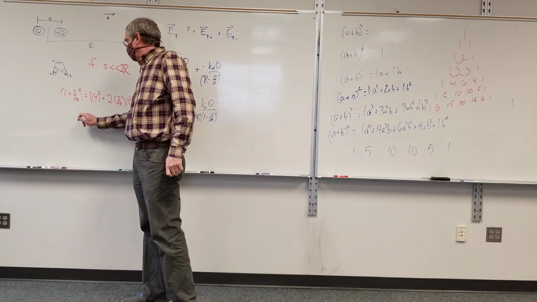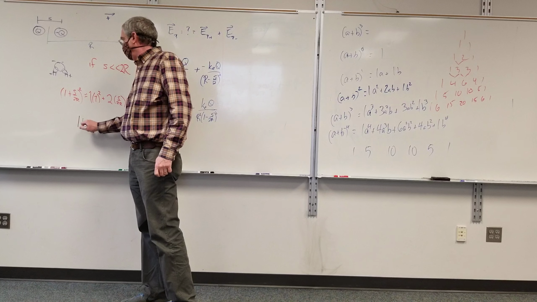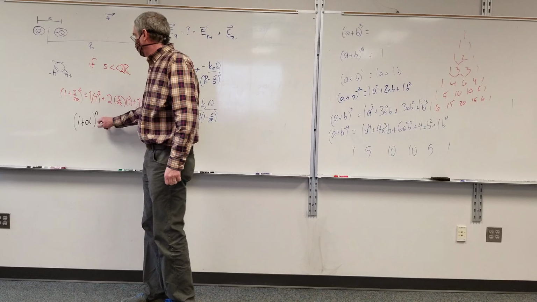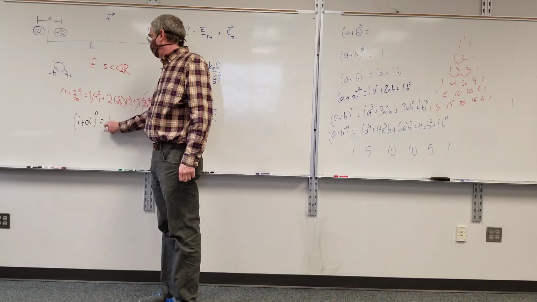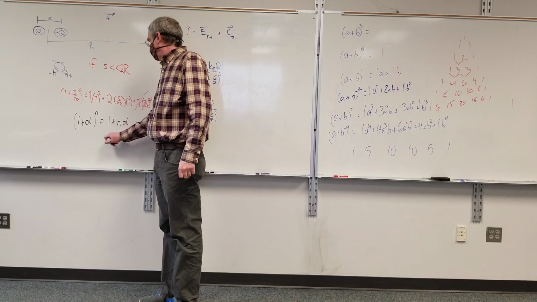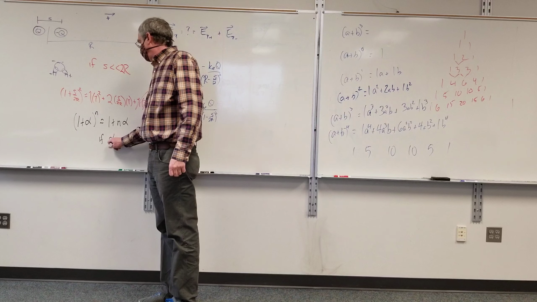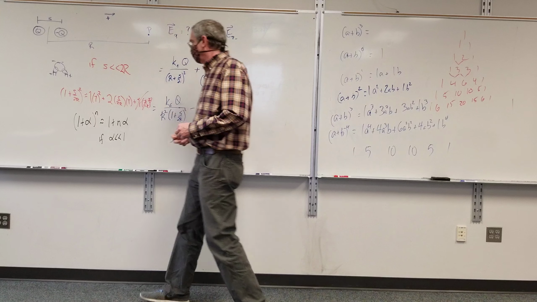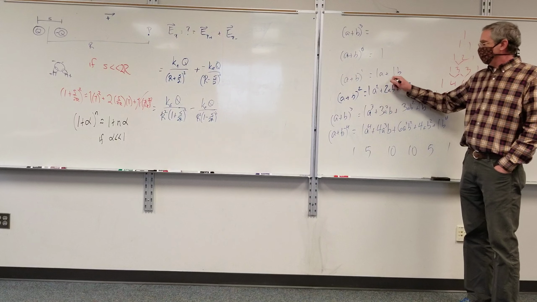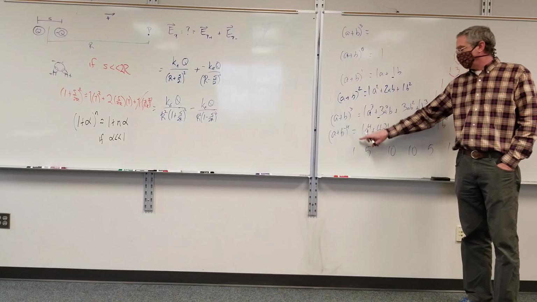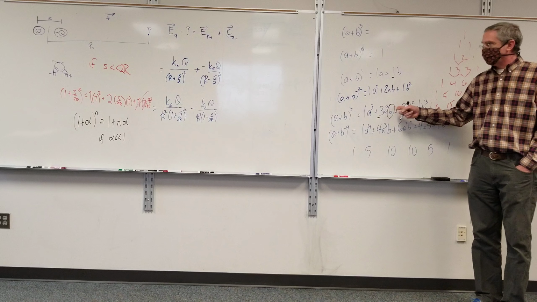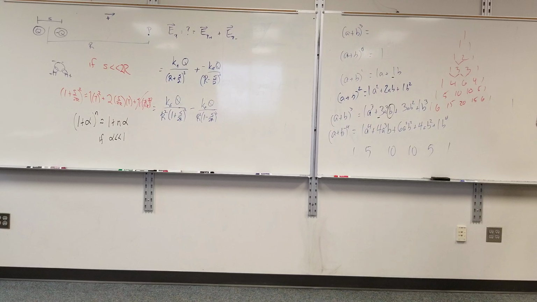We can generalize it as 1 plus alpha to the nth power is approximately equal to 1 plus n times alpha, if alpha is much less than 1. n is just, again, the exponent that you have right there. And the second term of the binomial is just raised to the first power, so we have n alpha.